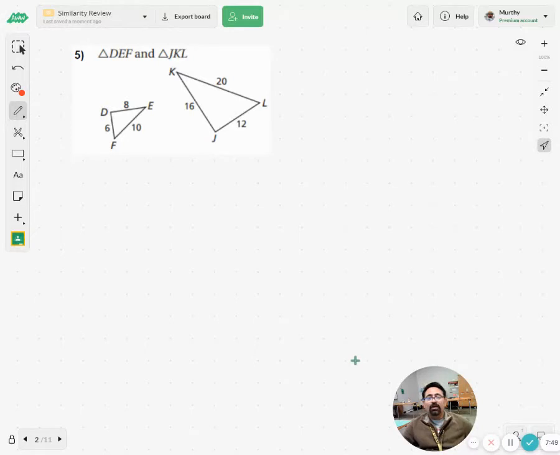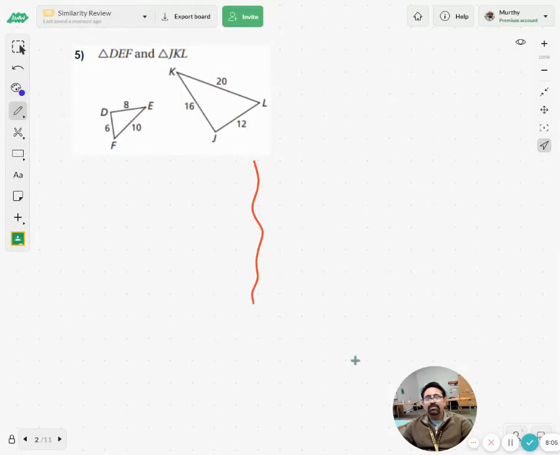Next here, are they similar or not? So first of all, the orientation is not in the same way. So let me take this one. If I were you, I would follow either of these two methods.